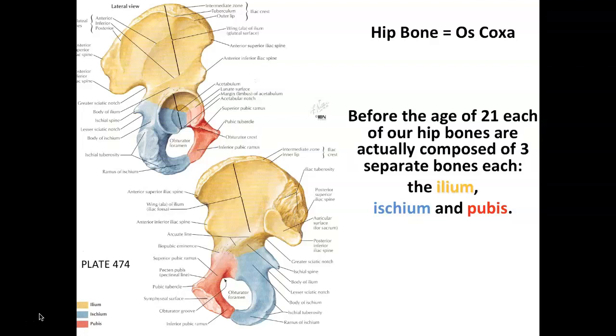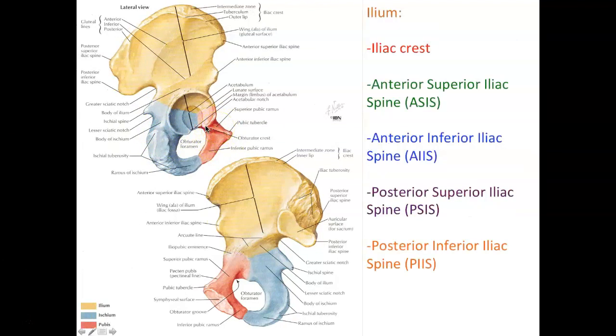So before the age of really 18 to 21, our hip bones are actually three separate bones, and this is going to include the ilium, the ischium, and the pubis. So let's talk about each one of those bones individually.